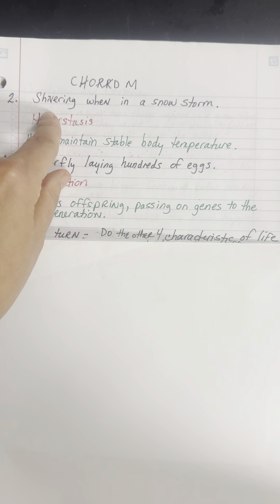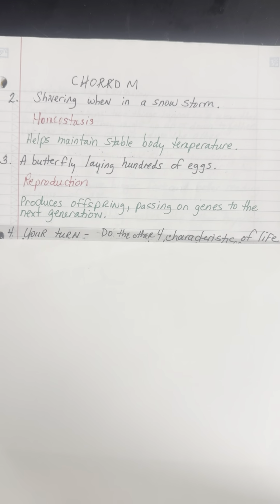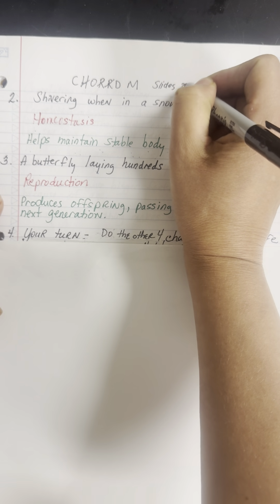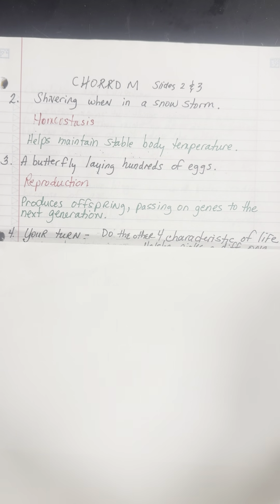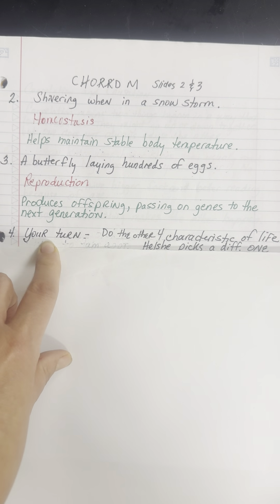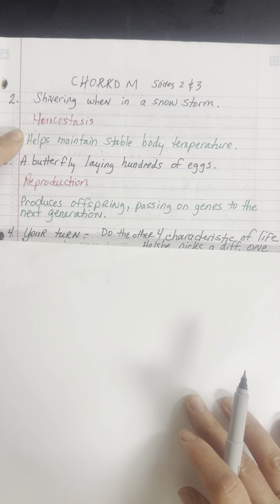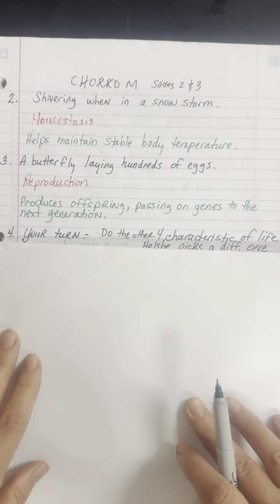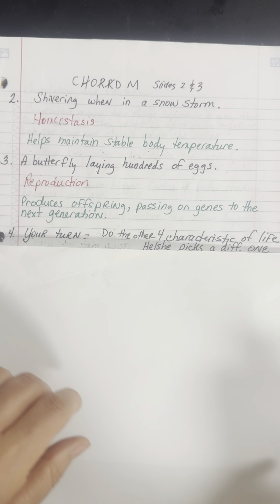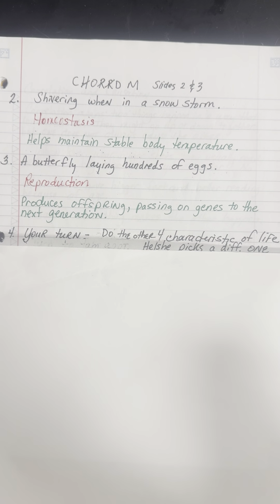You're going to think of a scenario like shivering when in a snowstorm. What is that characteristic of life? And then define it. Again, the answers for the definitions are in slides 2 and 3. But when it's your turn, I want you to follow this pattern that I outlined here. And you have to come in and show it to me. I need 7 of them. 7 characteristics of life. I did 3 for you, so you're doing 4 on your own.